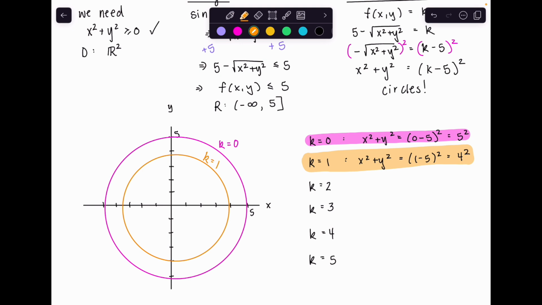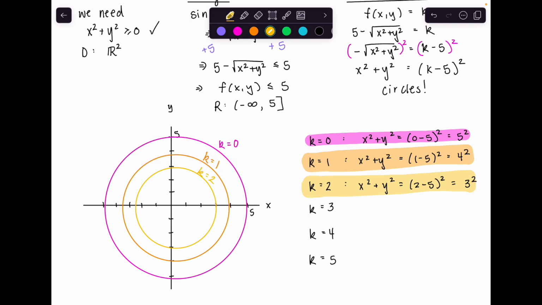Moving inward now, when k equals 2, that gives us x squared plus y squared equals 2 minus 5 squared, which turns into positive 3. So you can see as my z value gets bigger and bigger, I'm getting smaller and smaller circles. So that one gives me a circle of radius 3. And again, doing my best because my spacing wasn't 100% great.